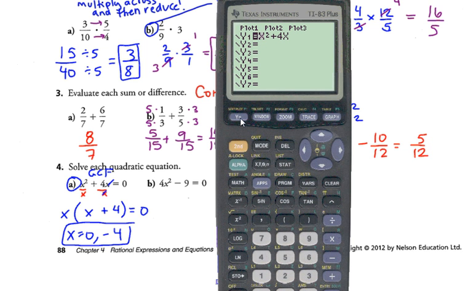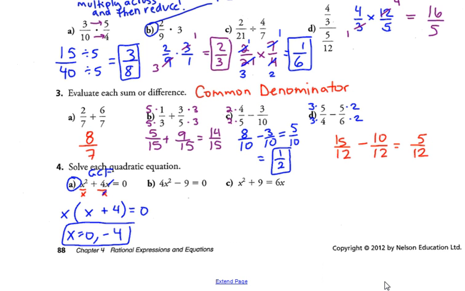I just typed in the original, x squared plus 4x. There's two ways you can look at it, second trace 2. Second trace 2. Okay, next guy.